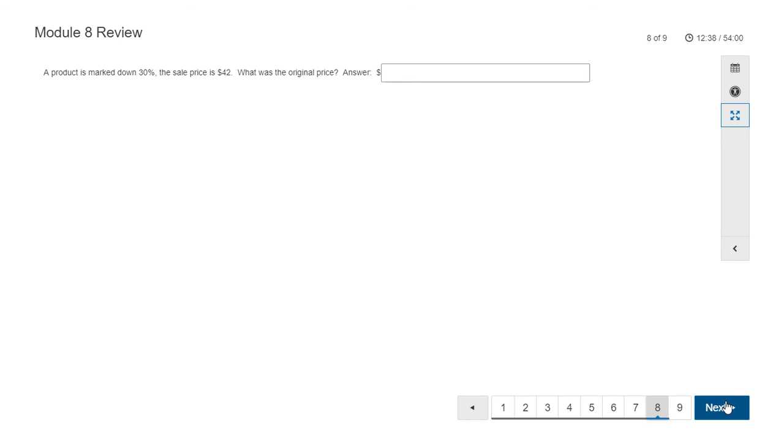A product is marked down 30%. The sale price is $42. What was the original price? Again, you could use a percent model if you wanted to. You can also do proportions. So if the product is marked down 30%, that means 30% off, you're paying 70%. So it's 70 out of 100. Now we could simplify 70 over 100 to 7 over 10 equals. Now the sale price is 42. What's the original? Since that's the sale price, that goes on top. So 42 out of blank. We don't know what the original price is.